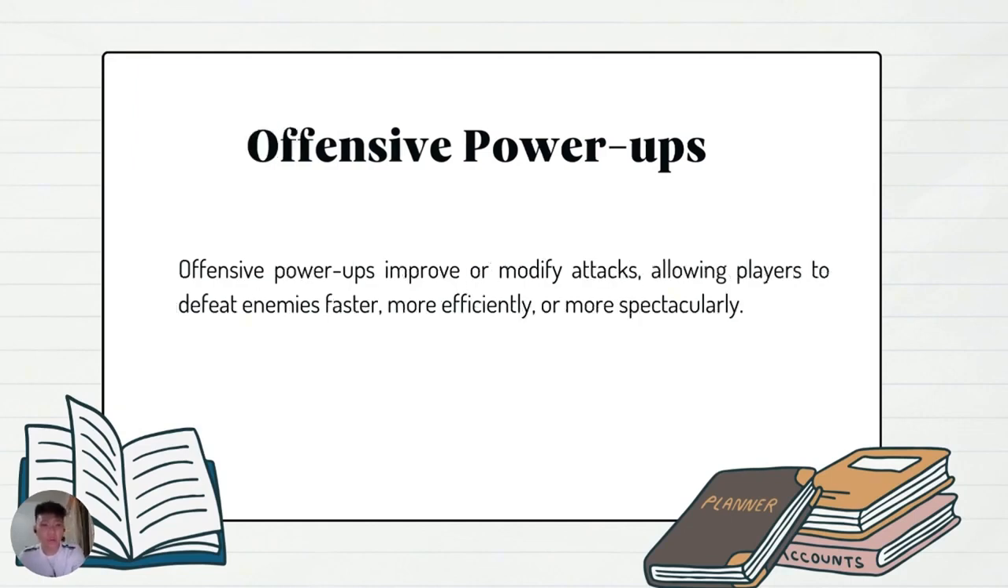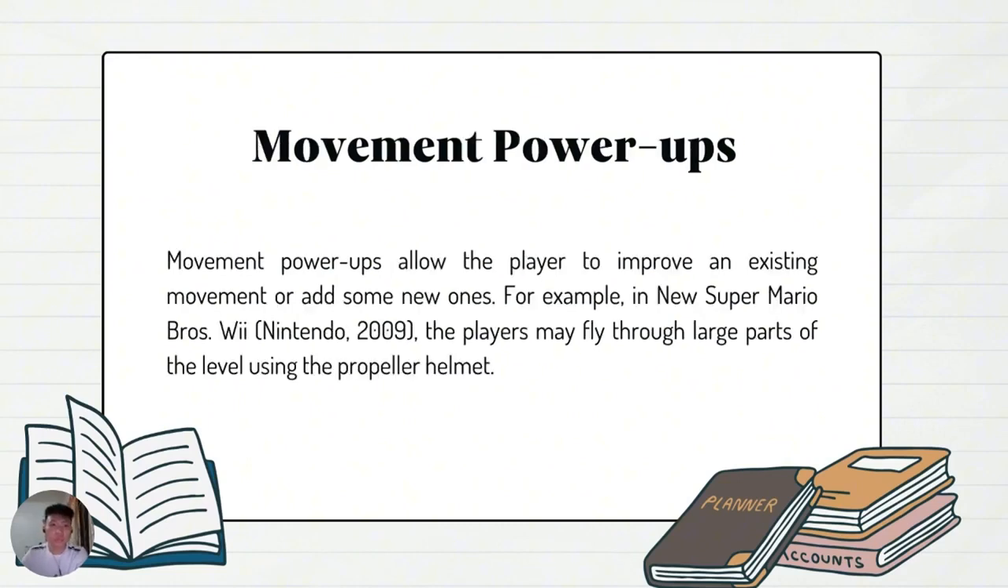Next are offensive power-ups, which improve or modify attacks, allowing players to defeat enemies faster, more efficiently, or more spectacularly. Movement power-ups allow the player to improve an existing movement or add new ones. For example, in New Super Mario Bros. Wii, the players may fly through a large part of the level using the propeller helmet.